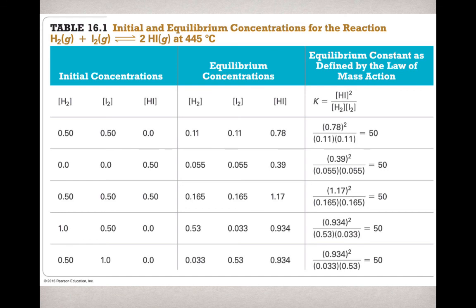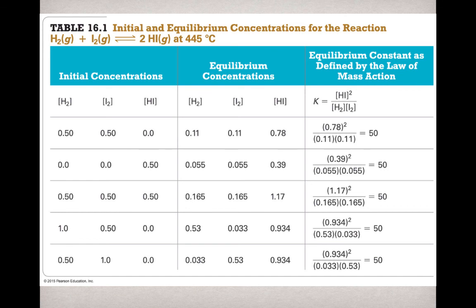In this first reaction, both H2 and I2 started at half molar. They finished at certain equilibrium concentrations, and what we find is that when those are plugged into the equilibrium expression, we have an equilibrium constant of 50. In the next one, we started with no H2, no I2, and half molar HI. We find a very different set of concentrations at equilibrium for the H2, I2, and HI, and yet we still end up with an equilibrium constant of 50.